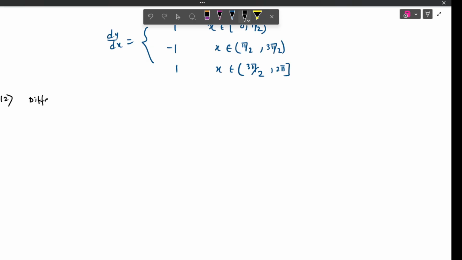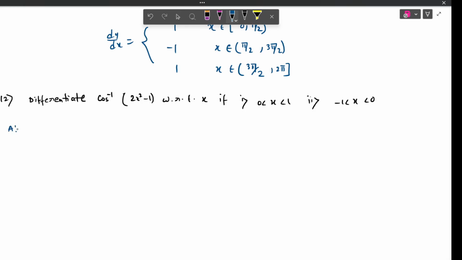Differentiate cos inverse of 2x square minus 1 with respect to x if number 1, x is between 0 to 1, number 2, x is between -1 to 0. Let's see the solution of this type, how to differentiate this. Let y equals cos inverse of 2x square minus 1.